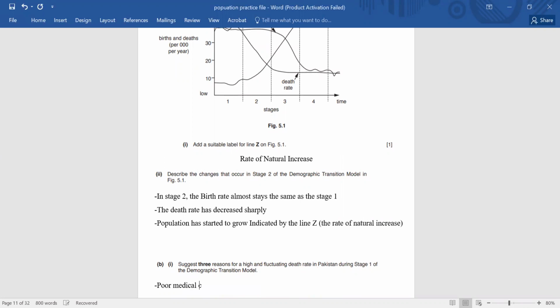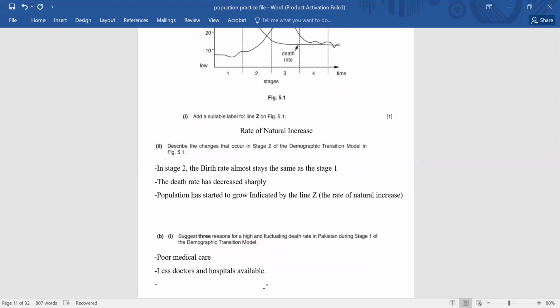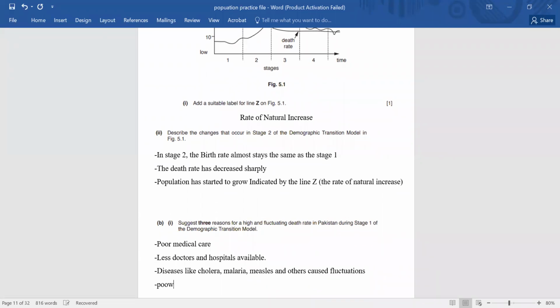Poor medical care, medical facilities, fewer doctors and hospitals available. Diseases like cholera, malaria, measles and others caused fluctuations. Poor awareness about health and fitness.